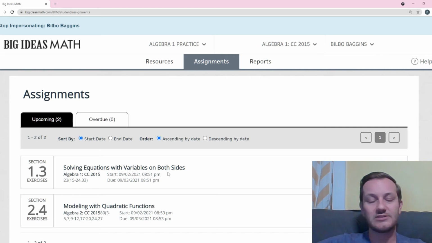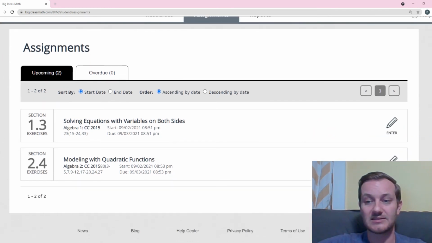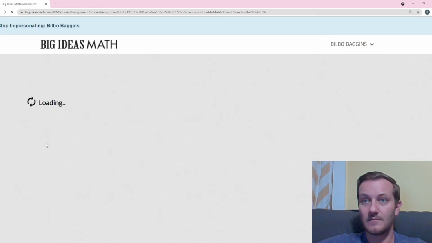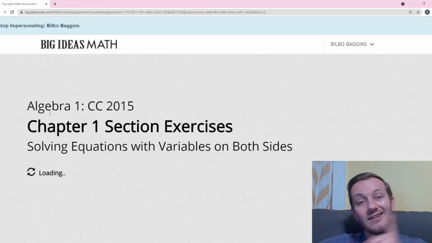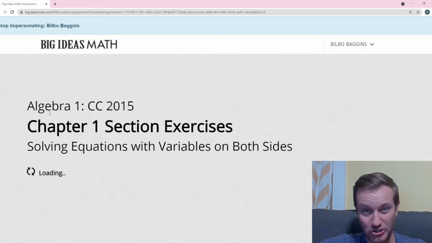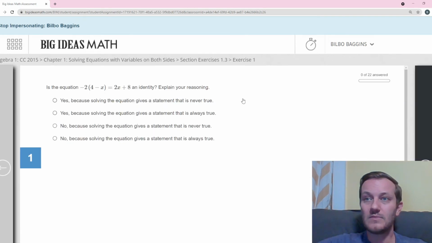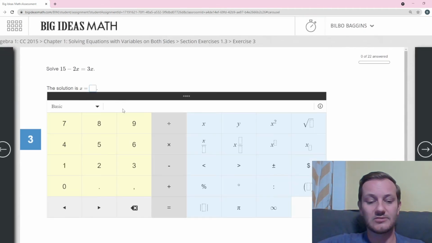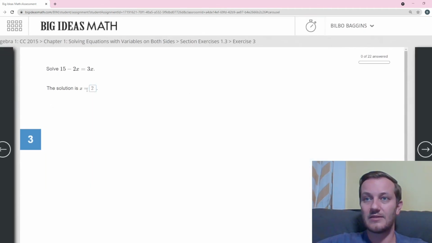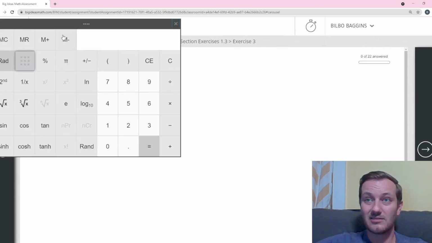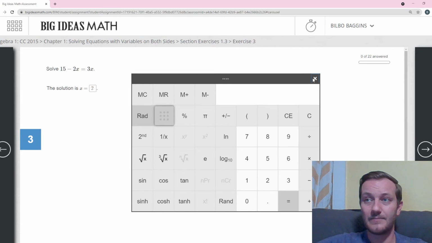And so if you wanted to, say, do one of these assignments, you would click on the Enter little pencil here. Sometimes it takes a while to load. Not as long as the geometry book, though, because geometry's got way more pictures. Yeah, there it is. And then you hit Start, and then it's got some of the questions, and you can bounce through these things, right? You can type in things. You've got access to a calculator. A little scientific calculator window will pop up.